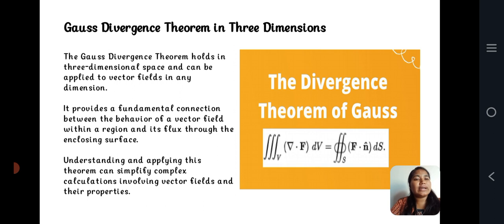Gauss divergence theorem in 3 dimensions. The Gauss divergence theorem holds in 3 dimensions and can be applied to a vector field in any dimension. It provides a fundamental connection between the behavior of a vector field within a region and its flux through the enclosing surface. Understanding and applying this theorem can simplify complex calculations involving vector fields and their properties.